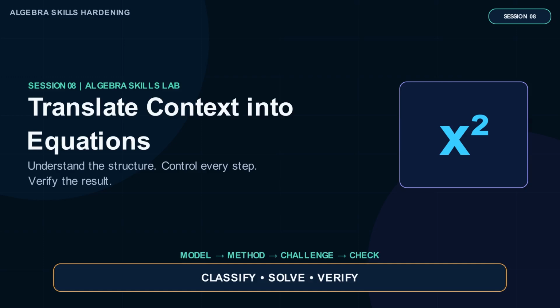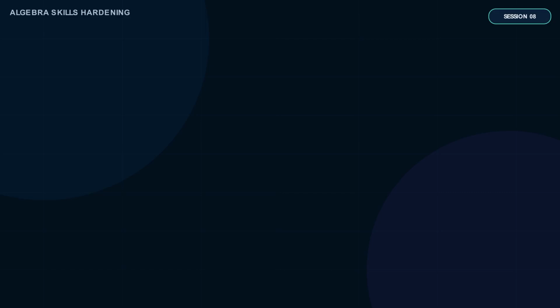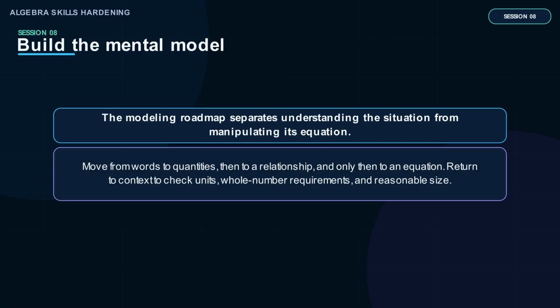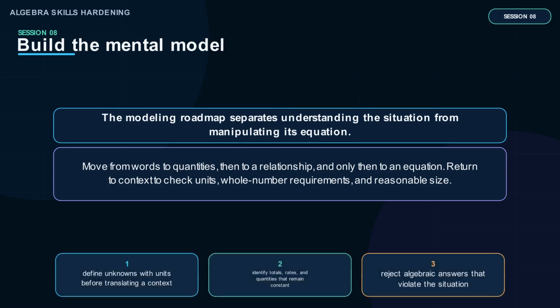Keep a pencil ready. We will build a visual model, use a repeatable process, solve a demanding example, diagnose an error, and finish with a checkpoint. Start with this picture. The modeling roadmap separates understanding the situation from manipulating its equation. Move from words to quantities, then to a relationship, and only then to an equation. Return to context to check units, whole number requirements, and reasonable size.